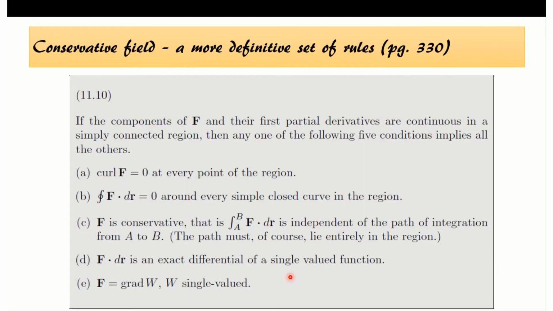Then if you go to the book by Boas, there is a short discussion about the conservative field. If you remember from our previous discussion, we say a field is conservative if you go from one point to another and the integral gives you the same answer, right? So in this set of rules that you can find in the book, this is a more definitive set of rules that you should use to evaluate whether a field is conservative or not. But we will just leave it as it is, and I encourage you to go into the book and try to understand it a little bit more.